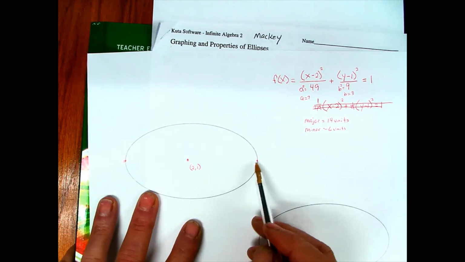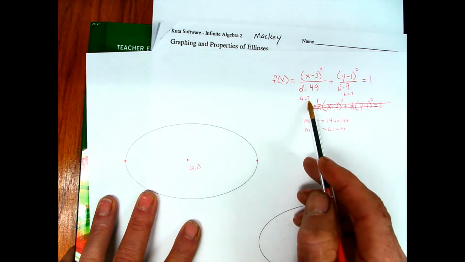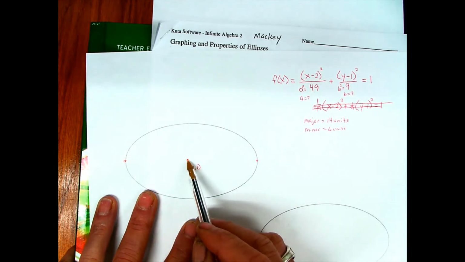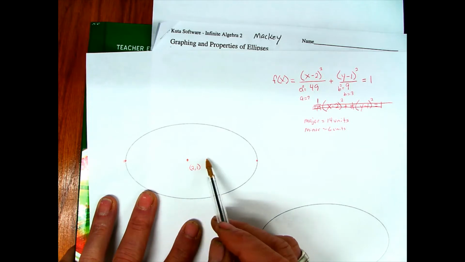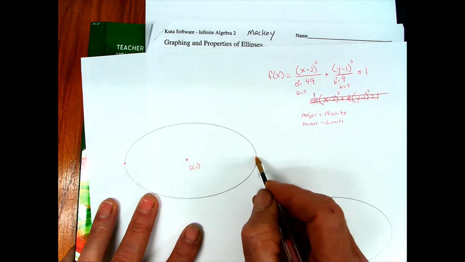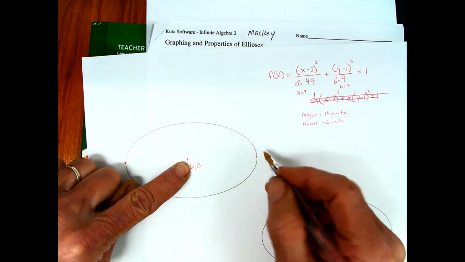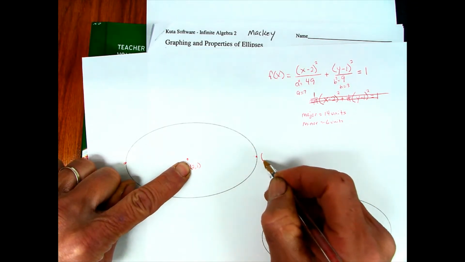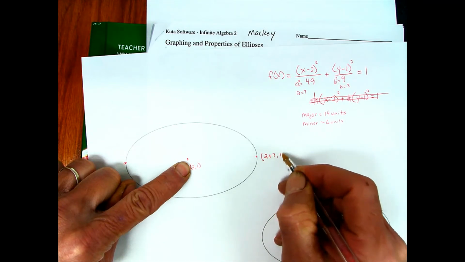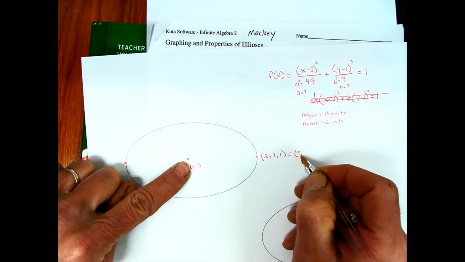Now, I need to mark this vertex. The vertex is going to be this number of units away from the center point. Since it's a horizontal ellipse, I'm going left and right. So I'm going to go to the right, 7. If I go just to the right, it only affects the x value. So this point right here will be my center point, the x plus 7, and the y value stays the same, so it's the point (9, 1).